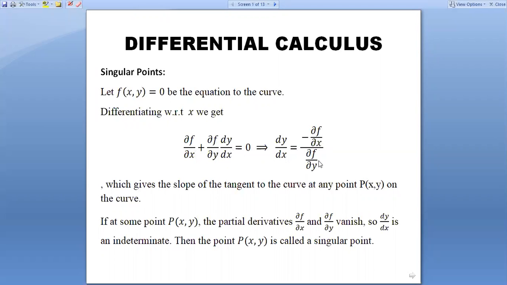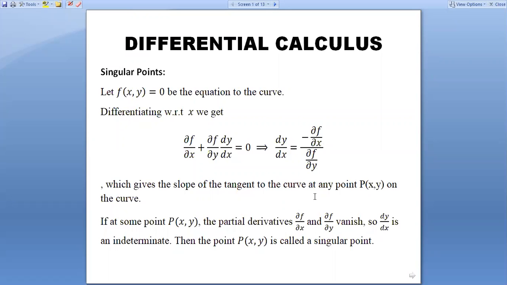If at some point P of x comma y, ∂f/∂x and ∂f/∂y become 0, then this becomes an indeterminate form. When this becomes an indeterminate form, those kinds of points are called singular points. So a point P of x comma y is called a singular point if ∂f/∂x and ∂f/∂y are equal to 0, or vanish.